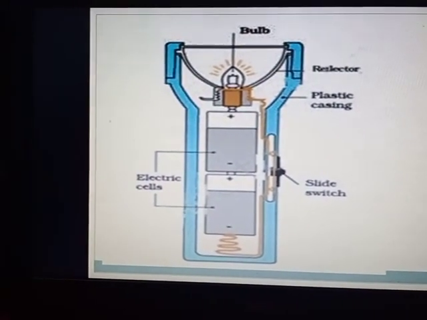So this is all for today. We have completed chapter 12, that is, electricity and circuits. Thank you.